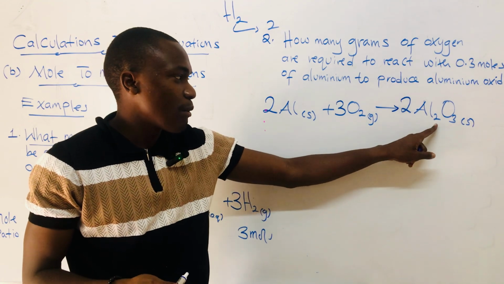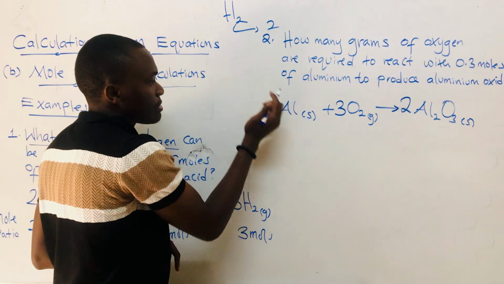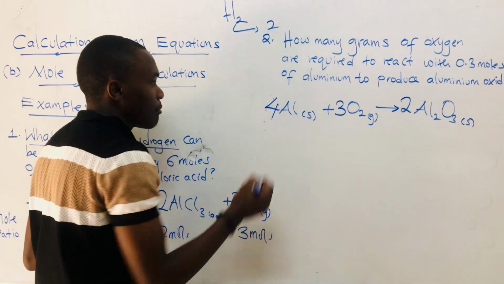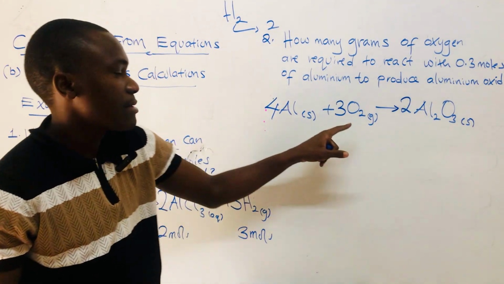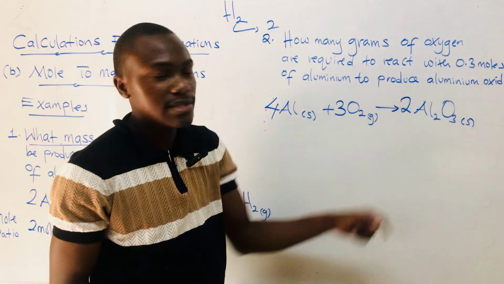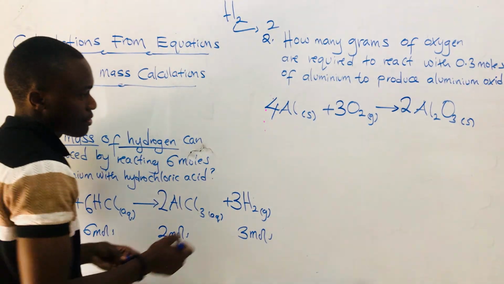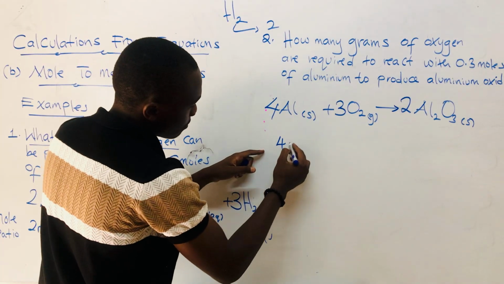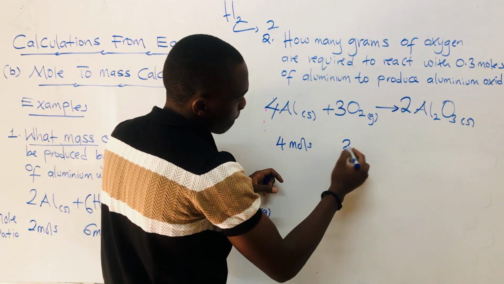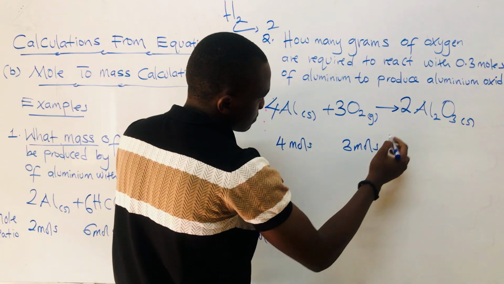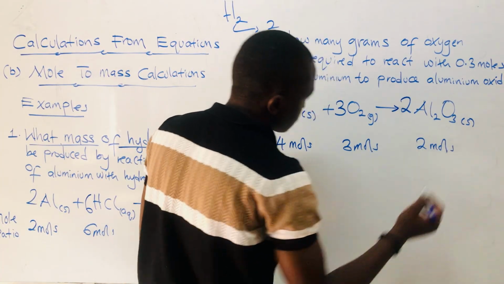Say 2 times 2, 4. So we get rid of this 2, and then we put 4 there. It is now balanced. Aluminium 4, 2 times 2, 4 aluminium. Oxygen 6, 2 times 3, 6 oxygen. Balanced. From there, we write the mole ratio. So aluminium, say 4 moles. Oxygen, 3 moles. Aluminium oxide, 2 moles.